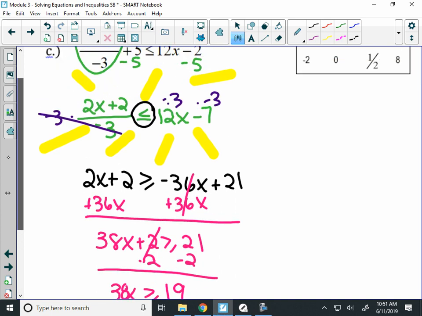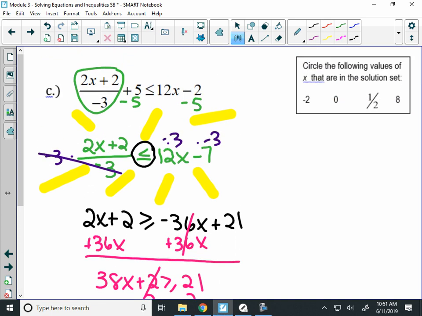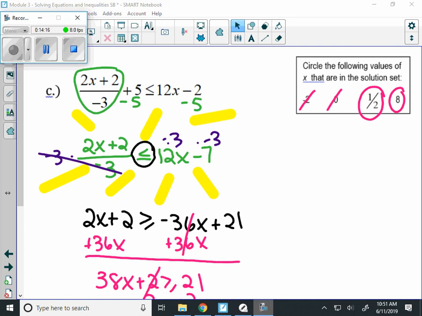So when I look at all my numbers greater than or equal to 1/2, negative 2 is not bigger, 0 is not bigger, 1/2 is equal to 1/2, and 8 is greater. All right, hopefully that refreshes your memory on equations and inequalities. If you need some practice, there is practice on the next page.